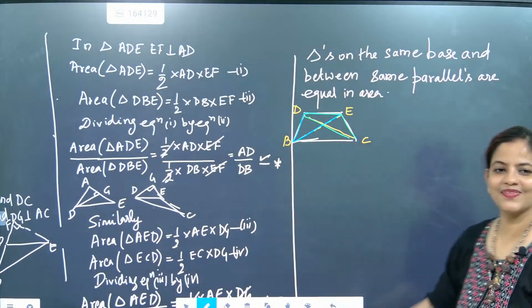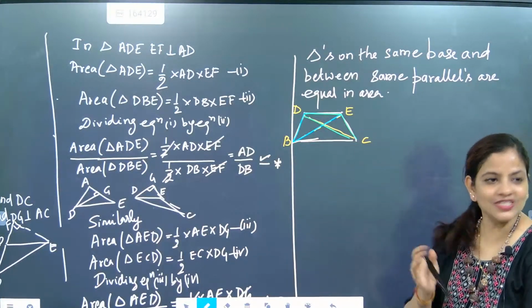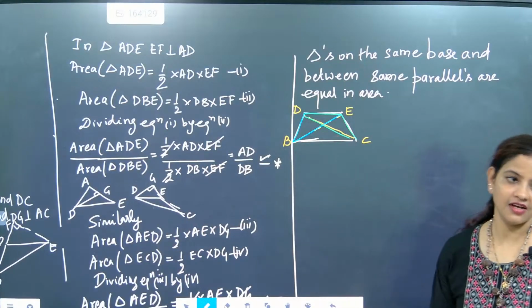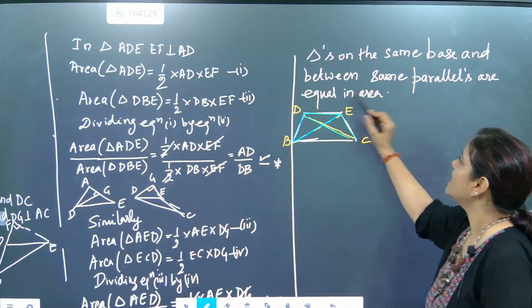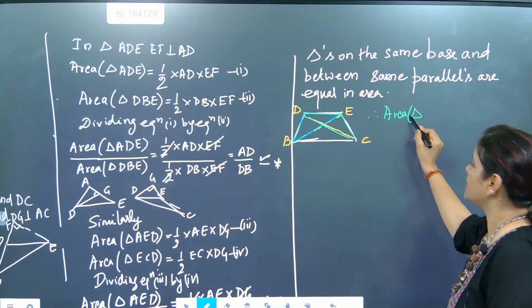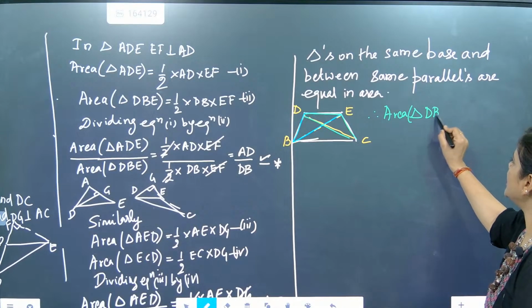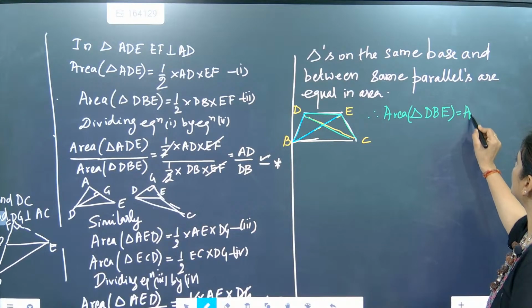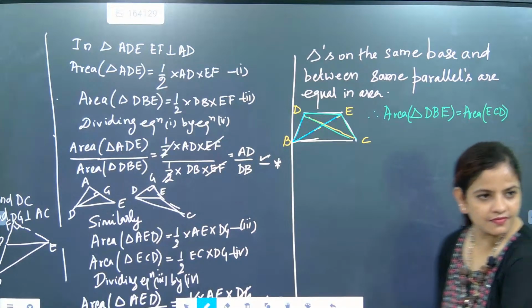Now look at this part and this triangle. Which are the two bases? DE is parallel to BC, already given. Which are the two triangles? DBE and ECD. These are the two triangles. So triangles on the same base and between the same parallels are equal in area. Therefore, area of triangle DBE is equal to area of triangle ECD. Done? Correct, na, beta?